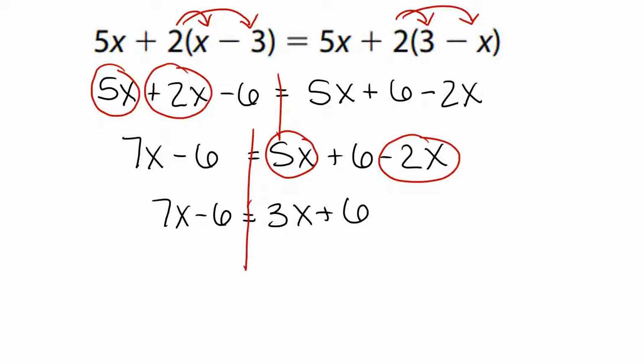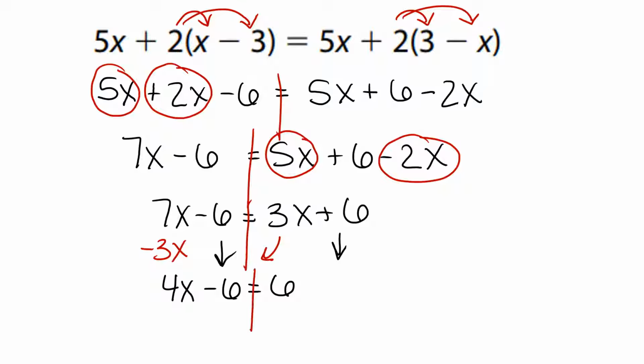Combining like terms, we do the opposite operation because 7x is on the left, 3x is on the right. They're on opposite sides. So instead of 3, we do a minus 3. 7 minus 3 is 4. Bring down the minus 6 and the plus 6. Our two 6's are on opposite sides, so we do the opposite operation. Instead of minus 6, we do a plus 6. 6 plus 6 is 12.